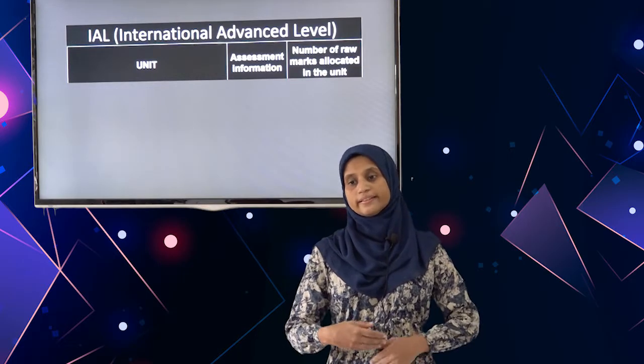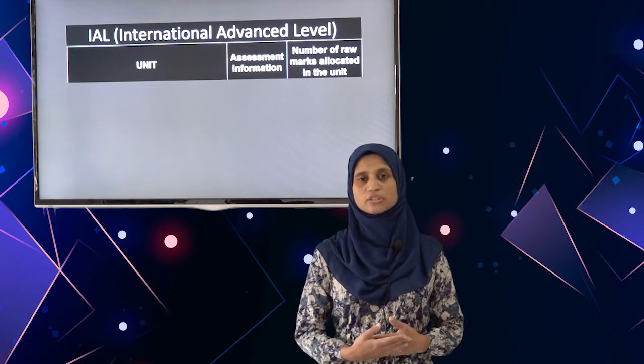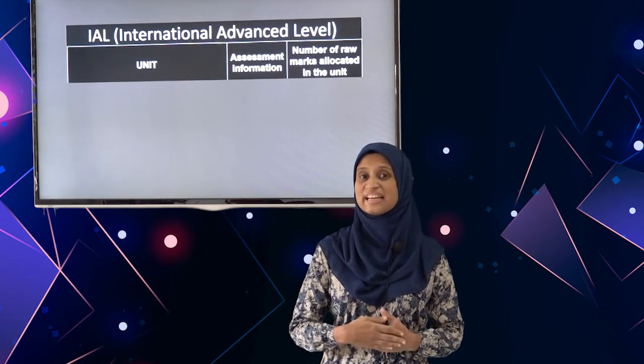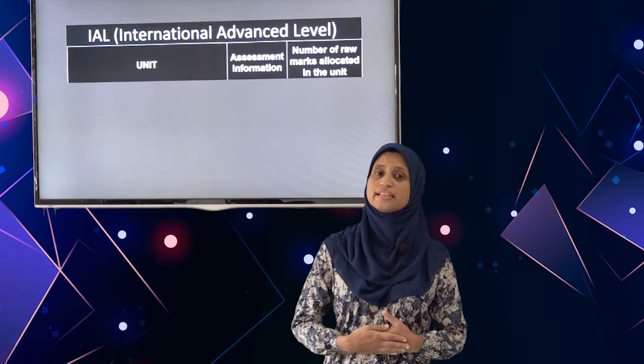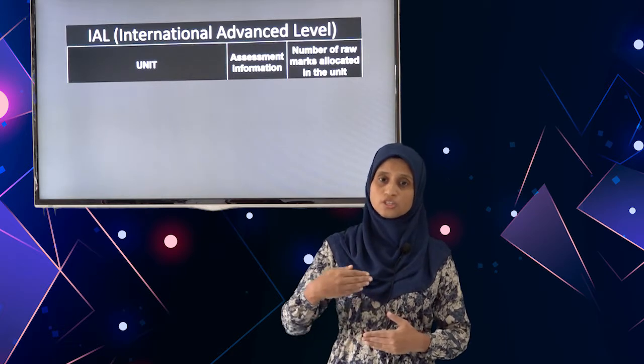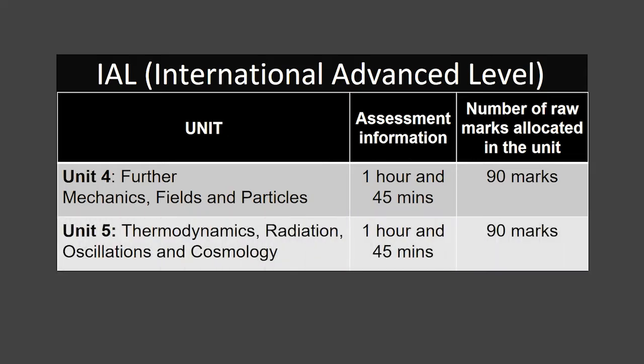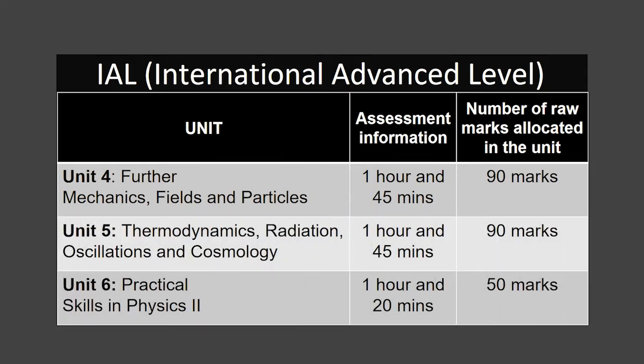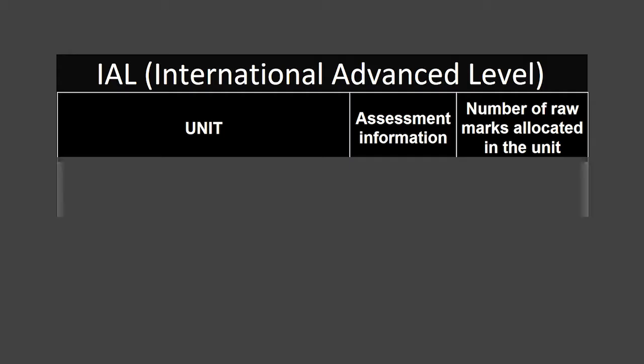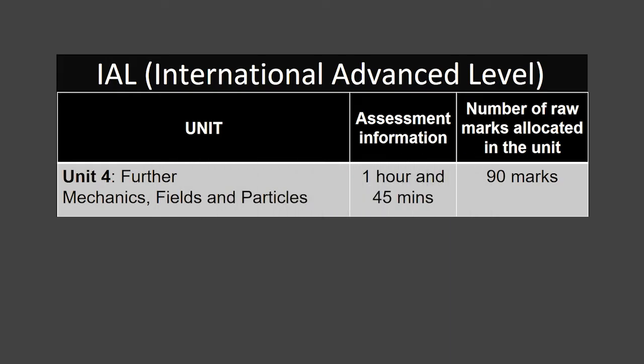The full International Advanced Level qualification you will get only after you sit the A2, which is the examinations that you sit at the end of grade 12. The units that you need to write are Unit 4, Unit 5, and Unit 6. Unit 4 covers further mechanics, fields, and particles.